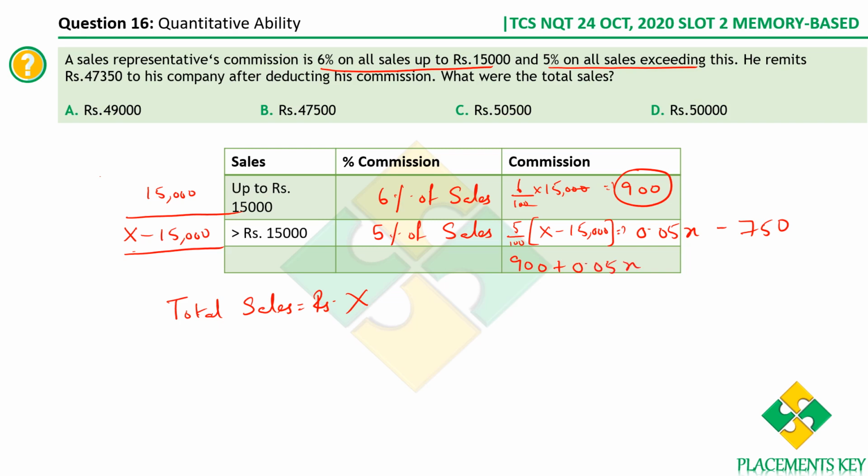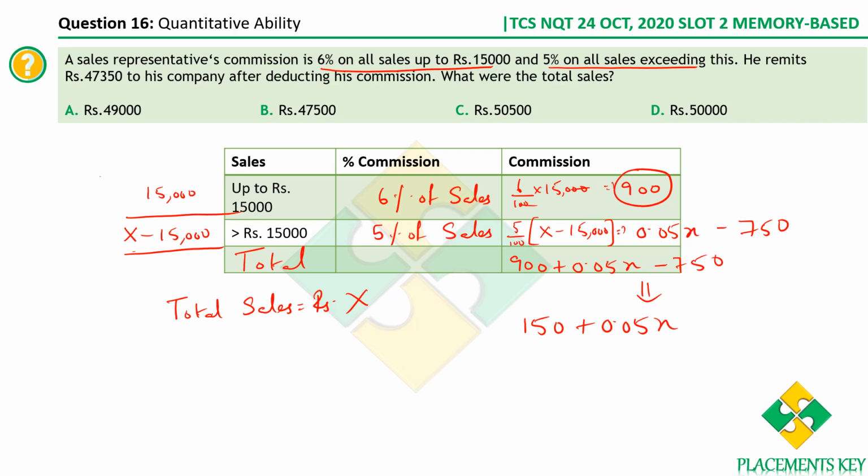So the total is 900 plus 0.05X minus 750. 900 minus 750 is 150, so you get 150 plus 0.05X. This is the total commission that he receives.